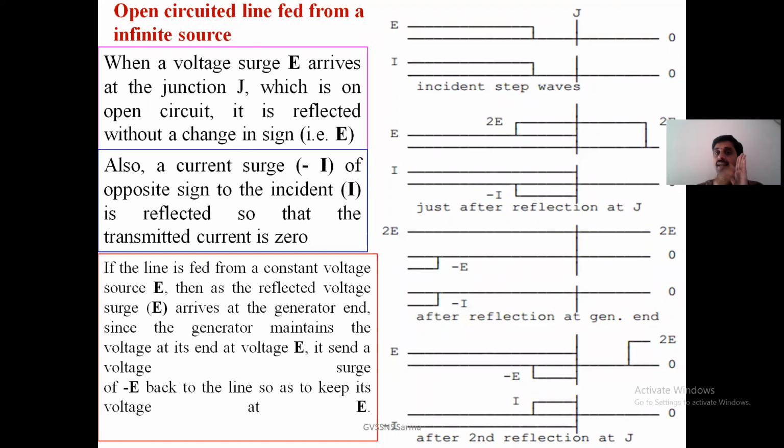The Bewley lattice diagram, so that the generator voltage will be maintained at E. That you can observe here. Okay, it is sending back minus E again, so that the voltage at the generator is maintained at E. Anyway, it is an open circuit line. The current is 0.